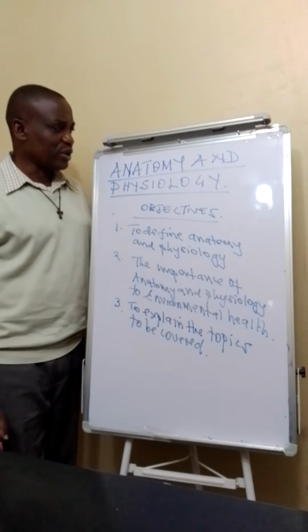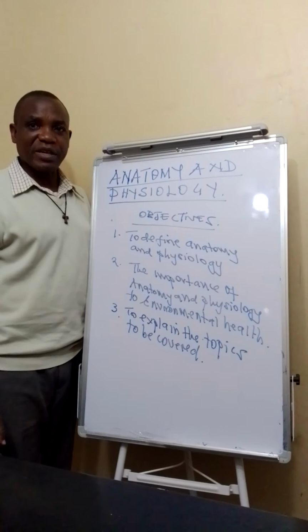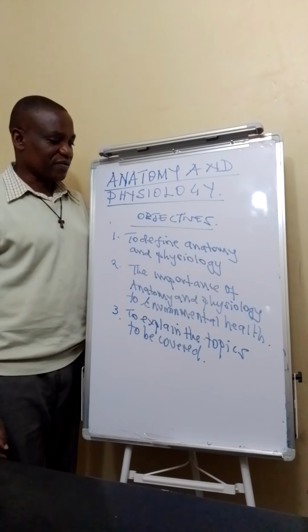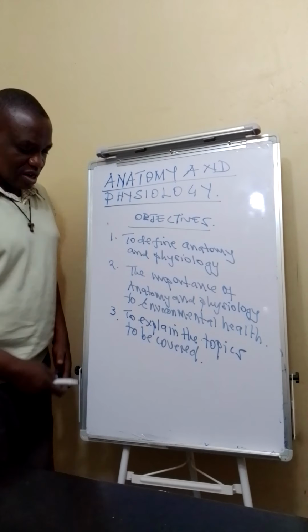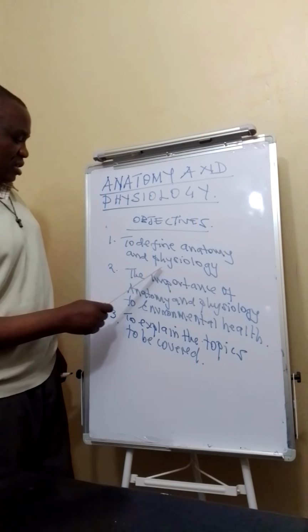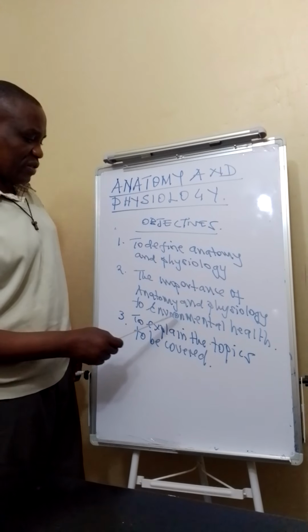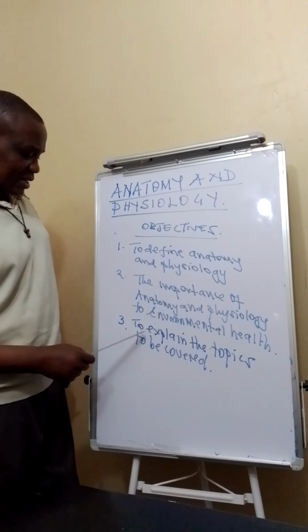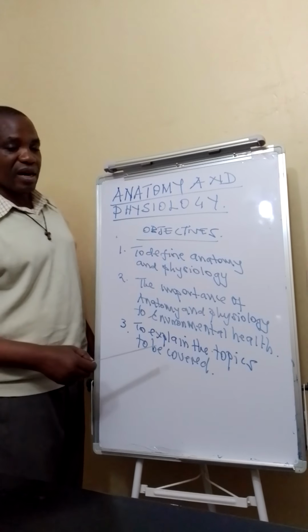Today I bring to you anatomy and physiology for health sciences, with particular emphasis on environmental health. And the objectives are as follows. Number one, to define anatomy and physiology. Number two, the importance of anatomy and physiology to environmental health. And number three, to explain the topics to be covered.